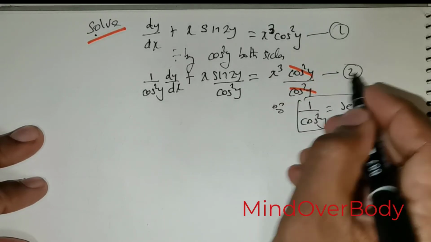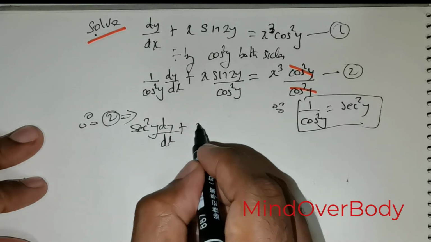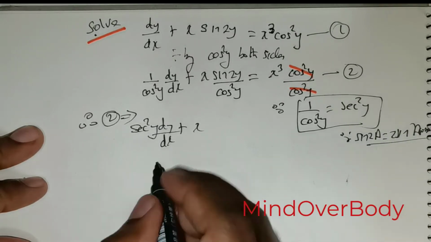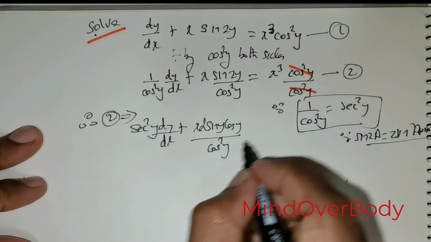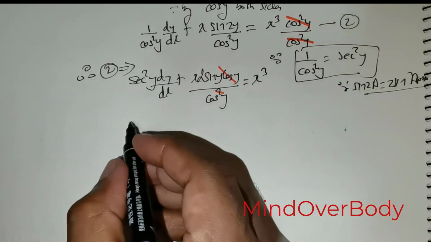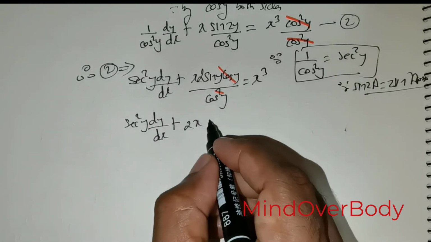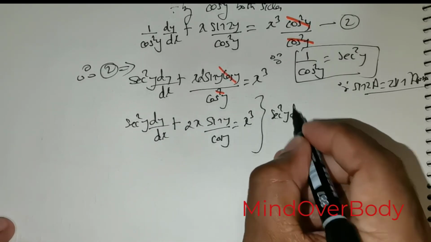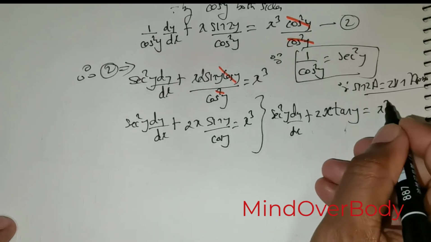So if I were to take this as 2, therefore I can rewrite 2 as secant squared y dy over dx positive sine 2y. Now what is sine 2y? Sine 2a is 2 times sine a cos a. Right? We know this formula. So this is 2 times sine y times cos y divided by cos squared y is equal to x cubed. Now I can cancel and rewrite this as secant squared y dy over dx positive 2 times x sine y divided by cos y is equal to x cubed. Now this is rewritten as secant squared y dy over dx positive 2 times x times tan y is equal to x cubed. So this is what we have got.